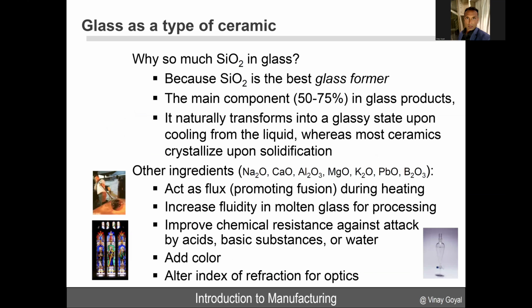So why is there so much SiO2 in glass? Because SiO2 is the best glass former. The main component makes up 50 to 75% of glass products. It naturally transforms into a glassy state upon cooling from a liquid, whereas most ceramics crystallize upon solidification, so that's a benefit that glasses have. There are other ingredients listed here that act as a flux during heating, add fluidity to molten glass for processing, improve chemical resistance against attack by acids, add color, and alter the index of refraction for optics.